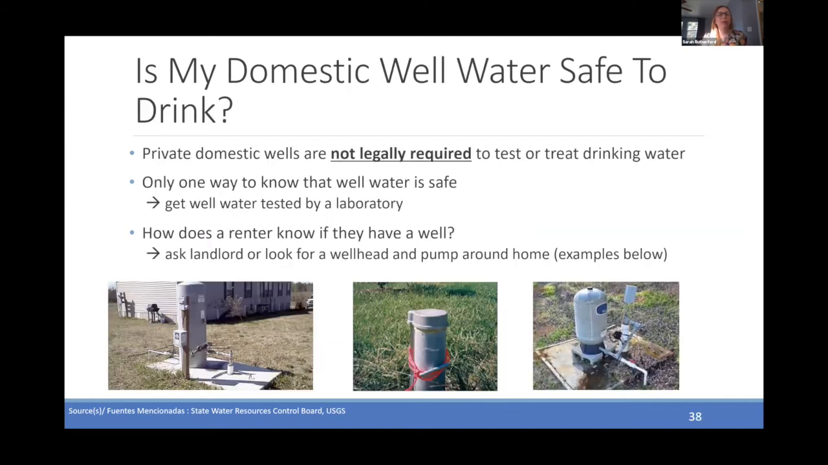I'd like to talk about domestic well water safety now. Domestic wells, which are not part of a public water system, are not legally required to test or treat drinking water. And the only way to really know if your water is safe is to have your water tested in a laboratory. How do you know if you have a well? Well, if you're a renter, you can ask your landlord, or you can look around your property for a wellhead and a pump, and there are some examples in the photographs below.